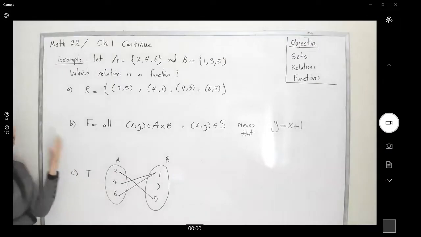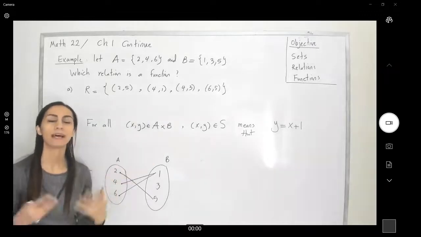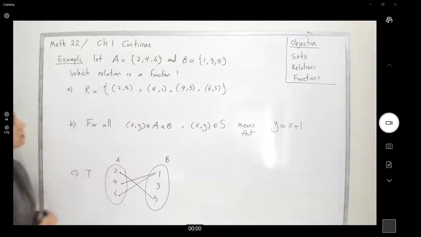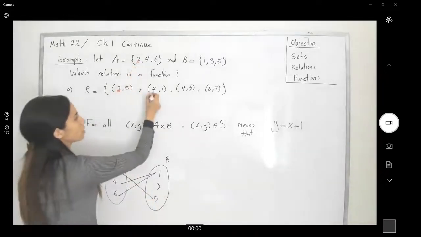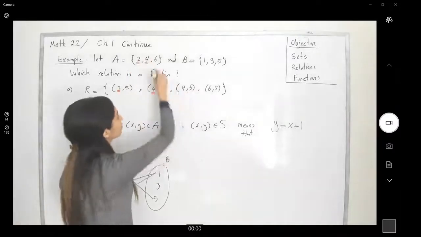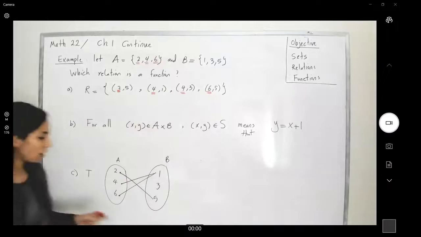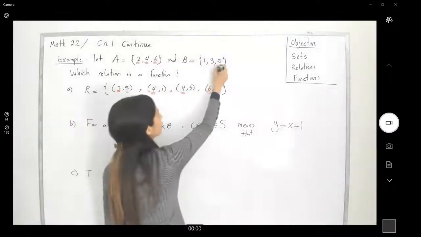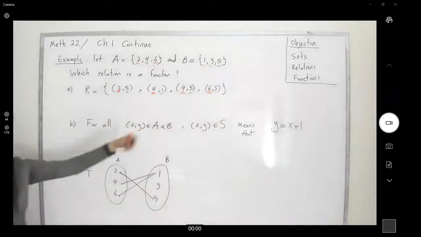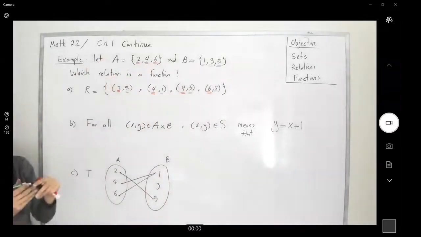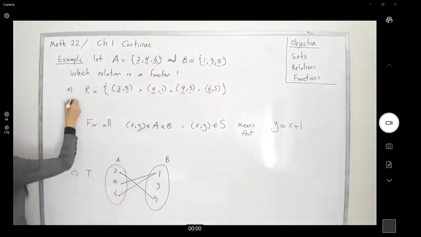Remember, when you're talking about a function, all elements in the first set must be assigned to an element in the second set, from the domain to the codomain. Let us take a look at our first elements: 2, 4, 4, and 6. They go to 5, 1, 3, and 5. So all elements in the first set A are assigned to an element in B. The first condition is met. We don't have any problem with the first condition.